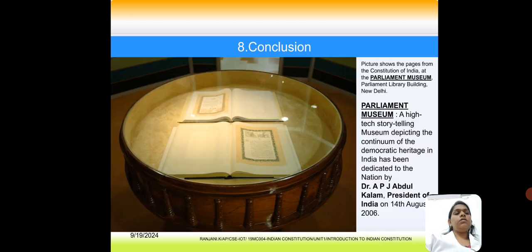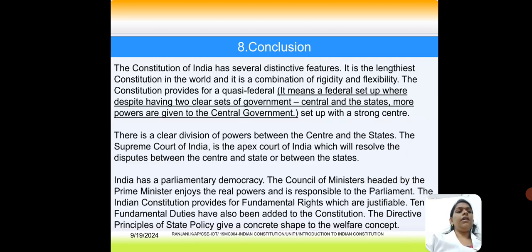This figure shows the Parliament Museum. It is a high-tech storytelling museum of democratic heritage, and it was dedicated by Dr. APJ Abdul Kalam, the President of India, on August 14, 2006. It is in the Parliament Library Building at New Delhi.